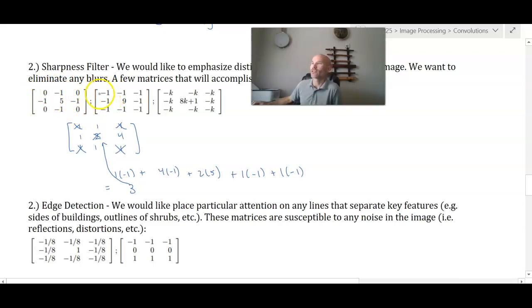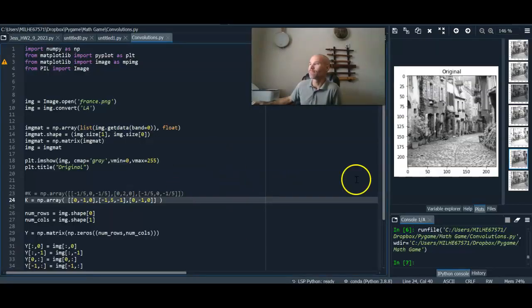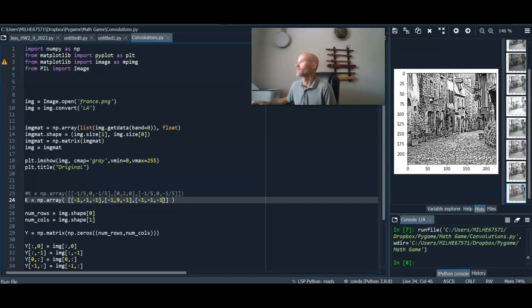So let's actually just change these zeros to -1s. Change these zeros to -1s and actually take into account those values, and then this one will have to become a 9. Let's see how that changes the sharpness. Okay, well you can see there's a dramatic effect.